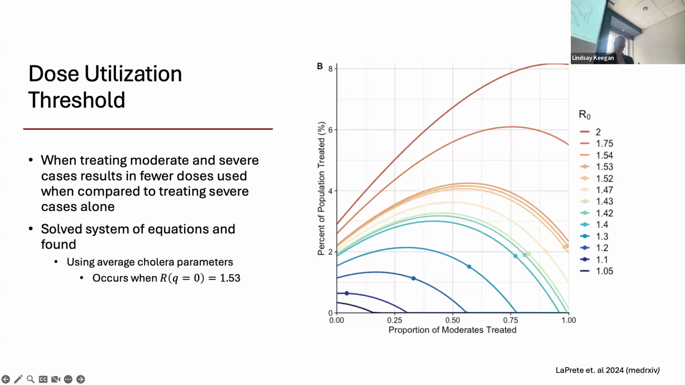The other threshold we talked about was the dose utilization threshold. So this was the purple dots. We can see when treating moderate and severe cases reduces the number of doses used compared to treating severe cases alone. Again, we solve the system of equations. This happens a little bit higher. This happens when R naught is equal to 1.53. So here are our reproductive numbers again, and 1.53 is here.